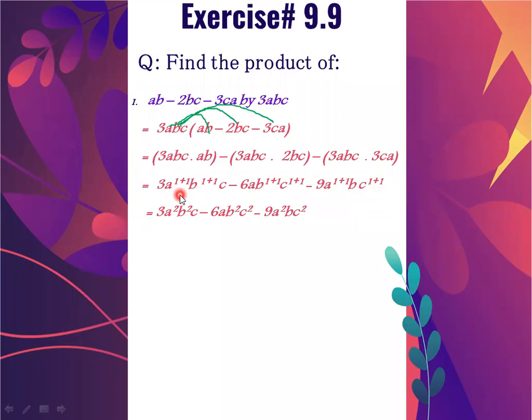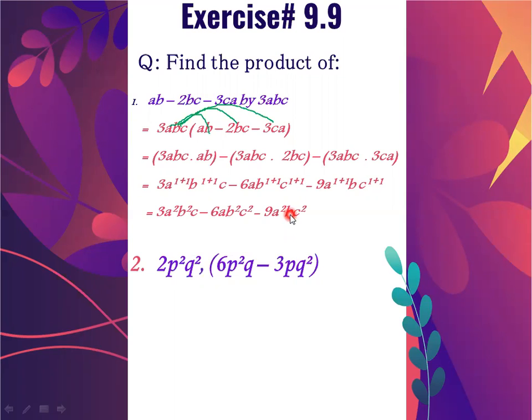Okay, so this 3a 1 plus 1 will become a square, this will become b square c, then this minus sign, then this 6 a b 1 plus 1 will become b square, then c, 1 plus 1 will become c square, and same for this one. Okay, now let's check out this one.